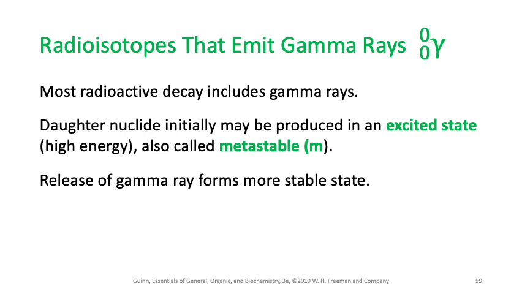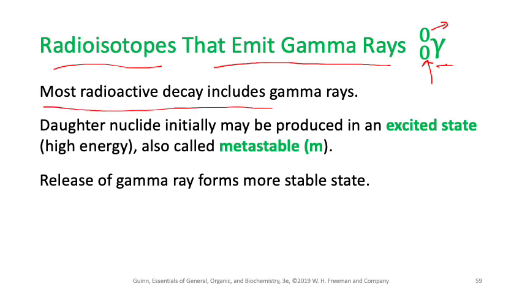So now we're going to talk about those radioisotopes that normally emit gamma rays. The symbol is gamma with no mass number and no atomic number. That means whenever gamma rays are released, it doesn't change the atomic number or mass number of the parent nucleus, because this is a form of energy, not a particle. So this is an important difference between beta and alpha particles and gamma rays.